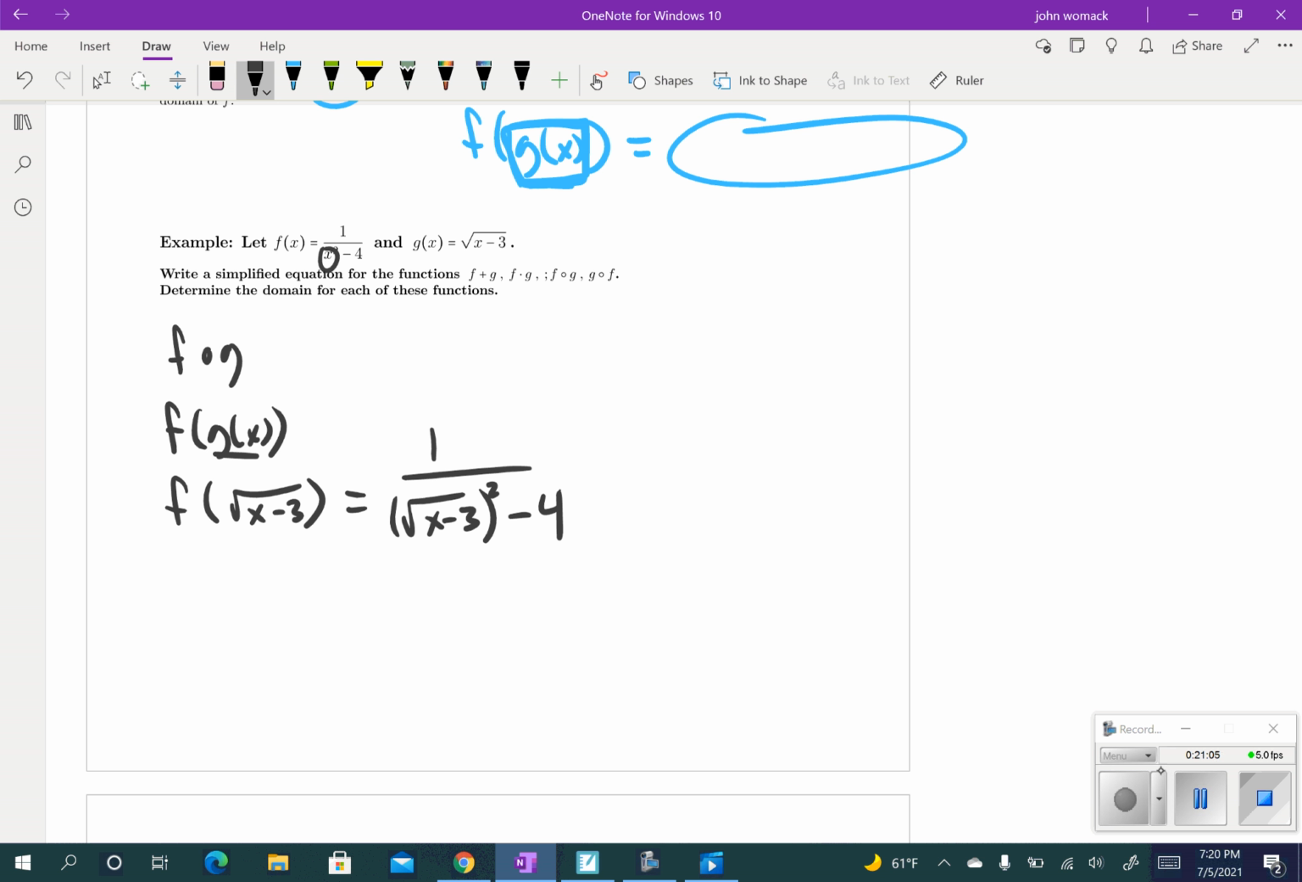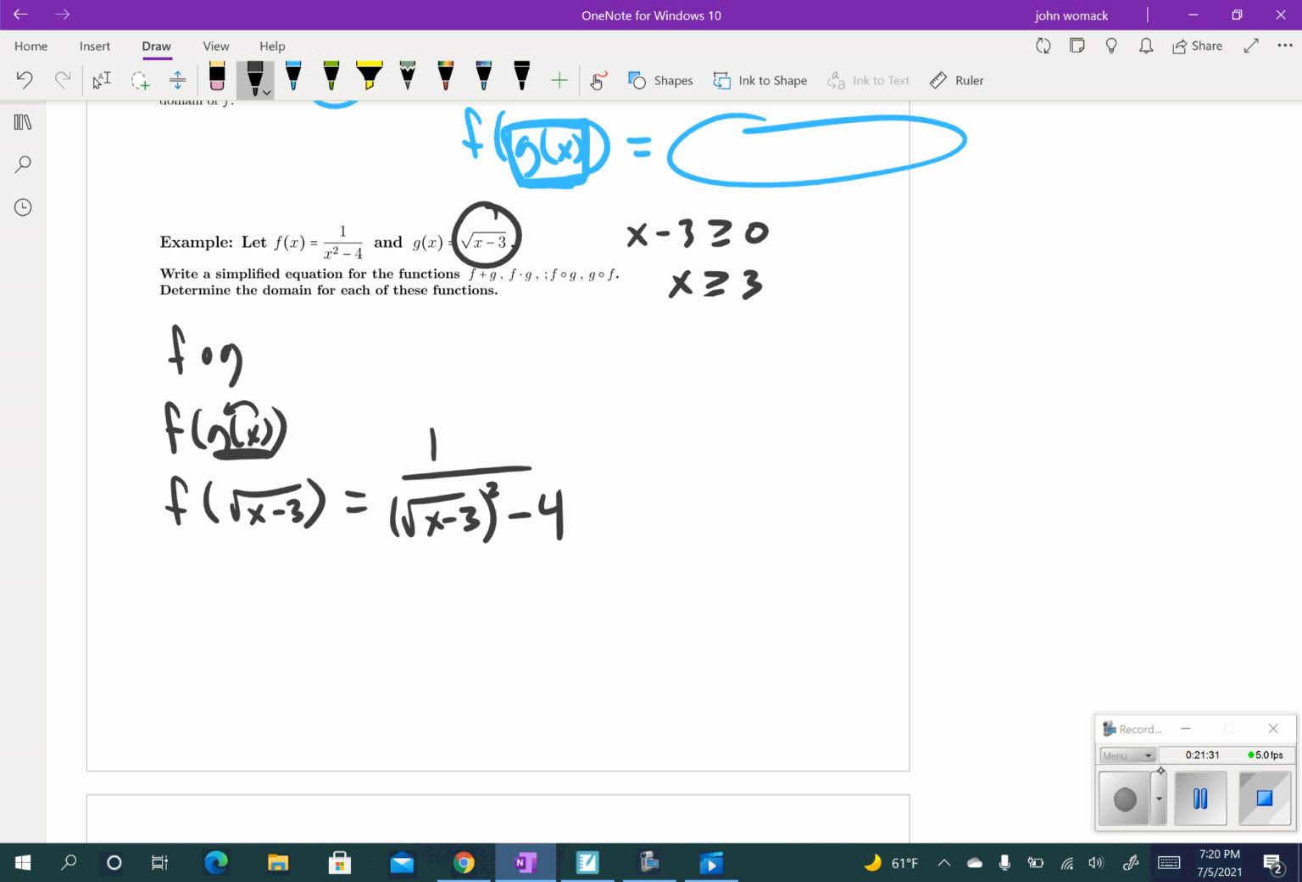So let's first find the domain. This is how you find the domain. Remember, you always have to plug x into the inside function first. So first of all, what is the domain of g? Always start with the inside function, always. What is the domain of the inside function? What is the domain of g? Well, I know that x minus 3 has to be greater than or equal to 0. We've already done this. That means x has to be greater than or equal to 3.